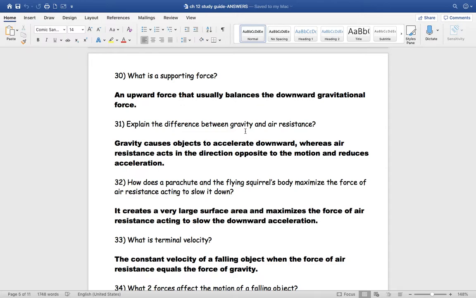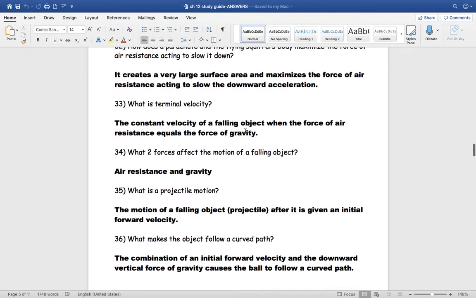32. How do a parachute and the flying squirrel's body maximize the force of air resistance, acting to slow them down? The flying squirrel's in your book. It creates a very large surface area and increases the force of air resistance, causing it to slow the downward acceleration. If you look at the picture of the flying squirrel in the book, it's pretty cool. 33. What's terminal velocity? It's the constant velocity of a falling object when the force of air resistance equals the force of gravity. Again, there's a good picture in the book showing you this.